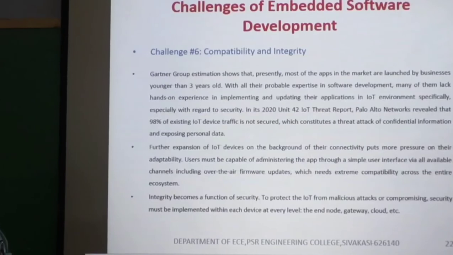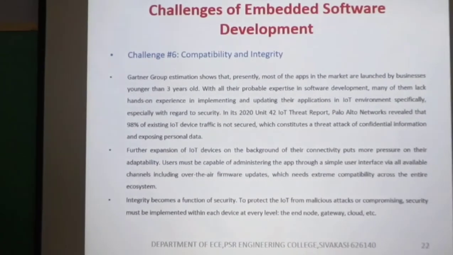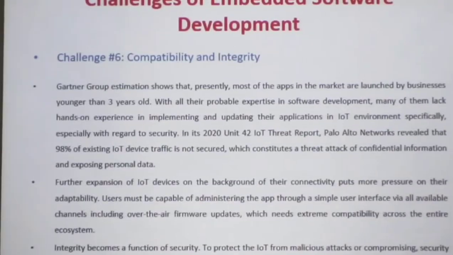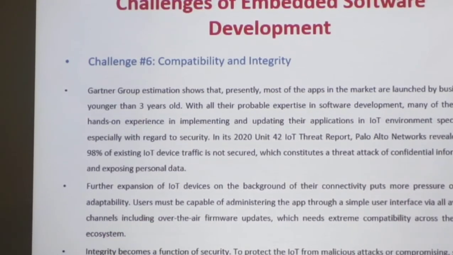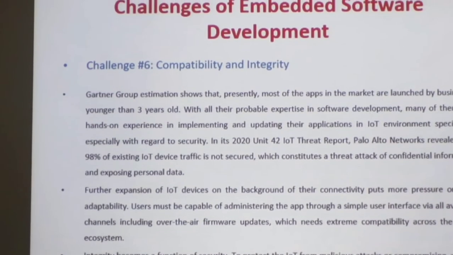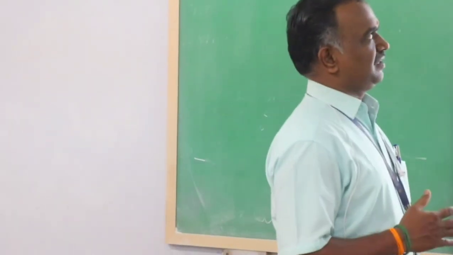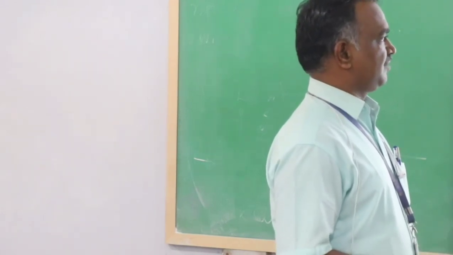The next one, compatibility and integrity. Compatibility means that future development should be accommodated by the system. The expansion of IoT devices, on the background of their connectivity, puts more pressure on their adaptability. The user must be capable of administering the app through a simple user interface via all available channels, including over-the-air updates, which needs extreme compatibility across the entire ecosystem. That is, the embedded system should provide compatibility for future updates.